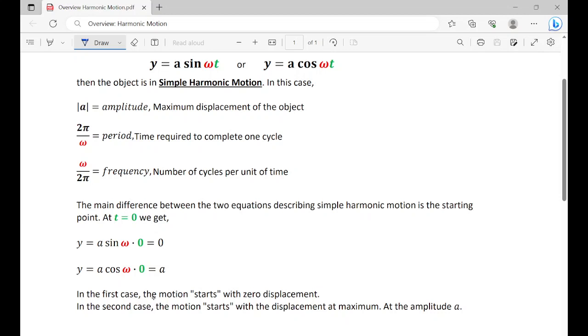In the first case, the motion starts with 0 displacement. The sine function starts with 0 displacement, almost as if it's just at rest. Nothing's been done to it, it's just sitting there. Versus the second case, the cosine equation, the motion starts with the displacement at a maximum, at the amplitude a. Again, it's been pushed up to a maximum point or been pulled down to a maximum point. But that's the difference between the two functions. Just where is it starting, at rest or at its maximum?